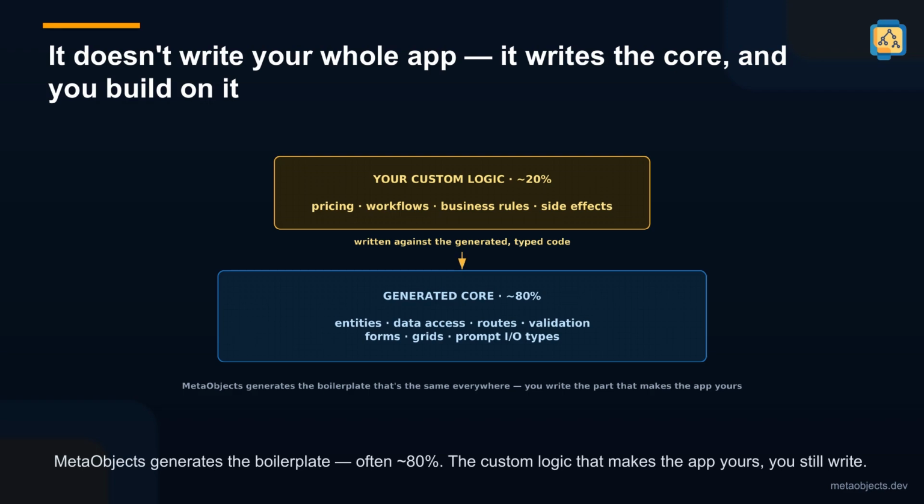Now, an honest word, does MetaObjects write your whole app? No. It generates the core: entities, data access, routes, validation, forms, grids, prompt I/O. Often as much as 80%. The boilerplate that's the same everywhere. The other 20%, your pricing rules, your workflows, the logic that makes the app yours, you still write against the generated code. Typed and right there to build on.